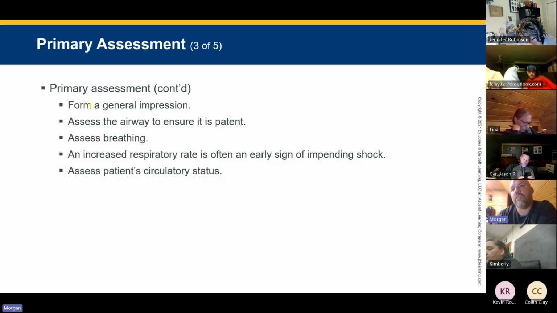So this is really not in order. Form a general impression, assess the airway to make sure it's patent, because we look for, like, maybe they have food, maybe they were chewing gum, maybe they have dentures, maybe they have a bridge. We want to get that stuff out of there so we don't cause another issue. And then assess breathing. Are they breathing too slow? Are they breathing too fast? Is it too shallow? Is it too labored? And then again, like we were talking, I think I was talking to Tina about it, we control what we want them to do. If they're breathing too fast, we breathe for them. If they're breathing too slow, we breathe for them. Increased respiratory rate is often an early sign of impending shock.